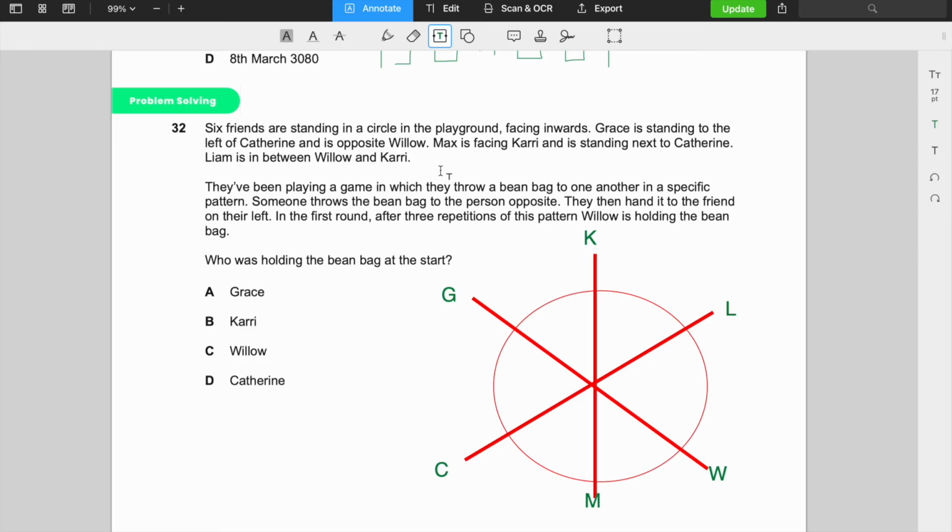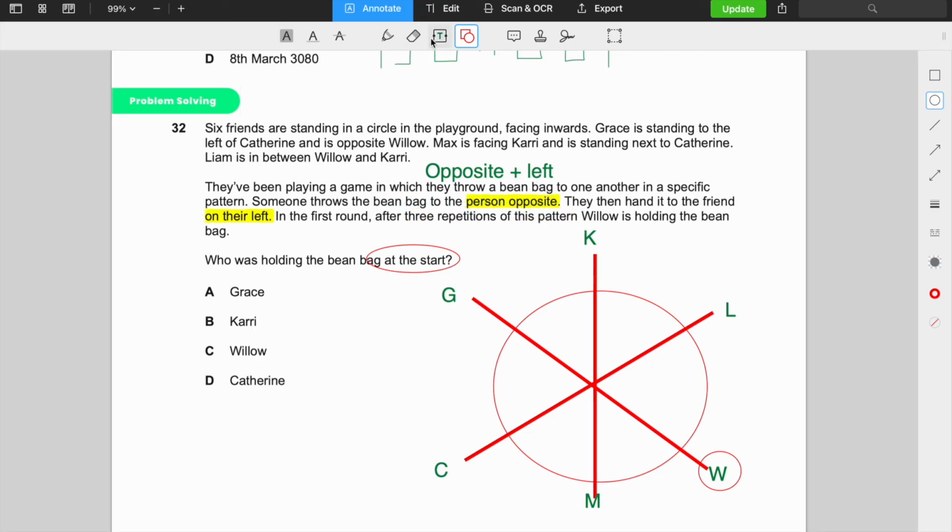Okay? So they've been playing a game in which they throw a beanbag to one another in a specific pattern. So basically, firstly you throw to the person opposite and then you hand it to the left. Okay, so opposite, left, that's the pattern. In the first round, after 3 repetitions of this pattern, Willow is holding the beanbag. Now, the question is, who was holding the beanbag at the start? So we know what happens after 3 rounds, so we have to actually work backwards.